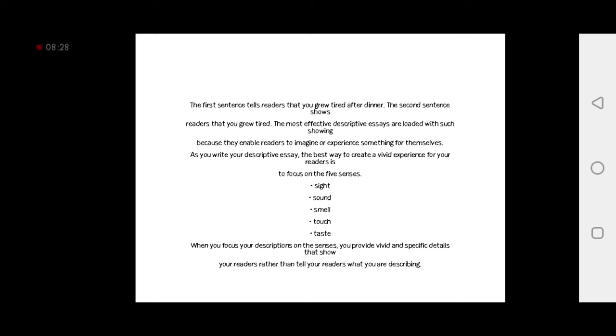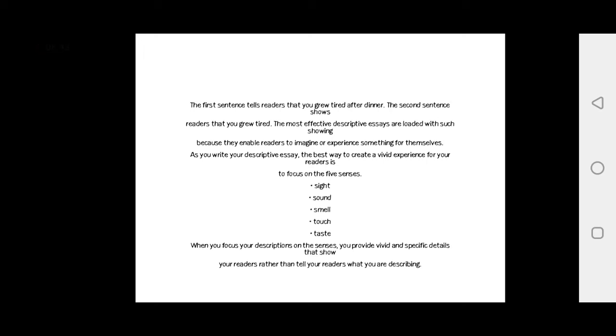You must focus on the five senses when you write. You must focus on the sense of sound. You can ask yourself, what does this sound like? What does the person sound like? What does the object sound like? Or how does the experience sound? Yes, experiences can have sounds too.